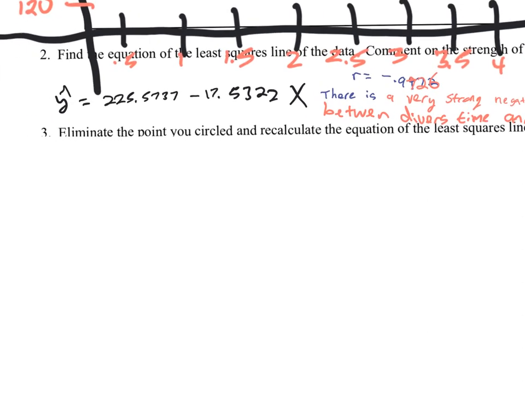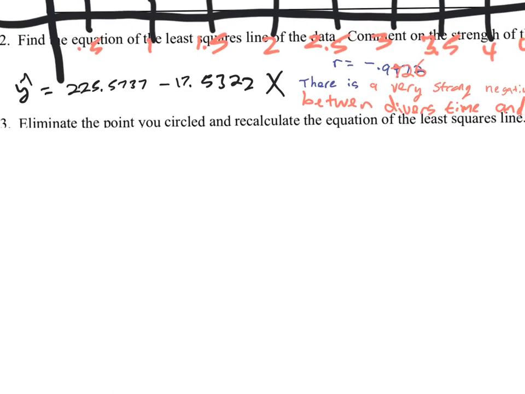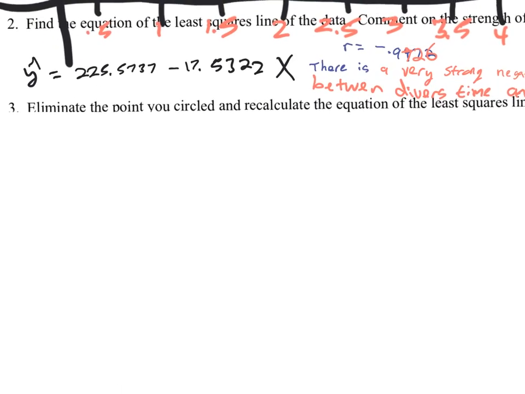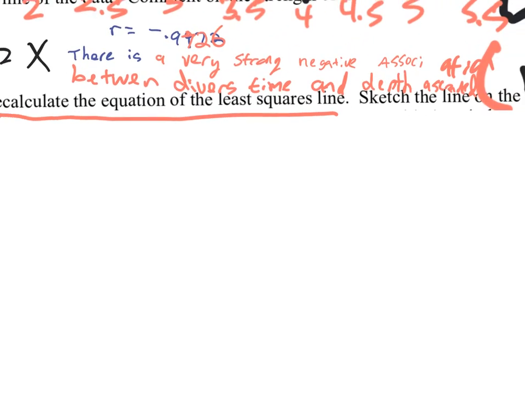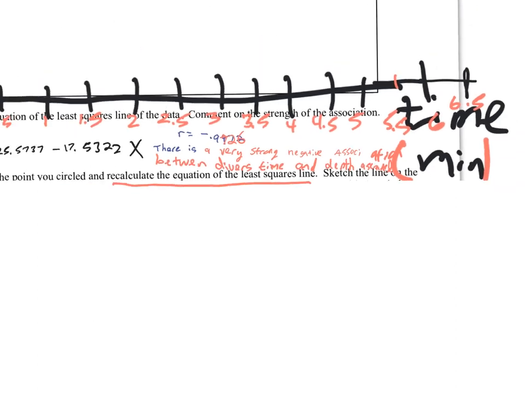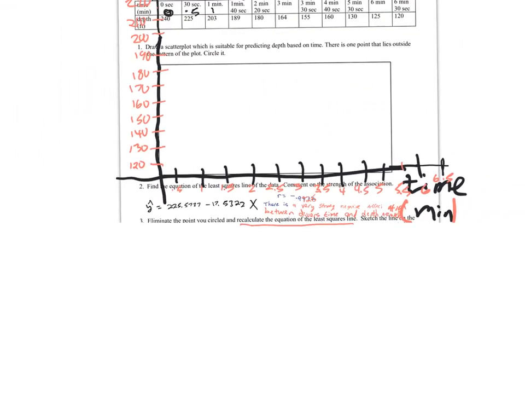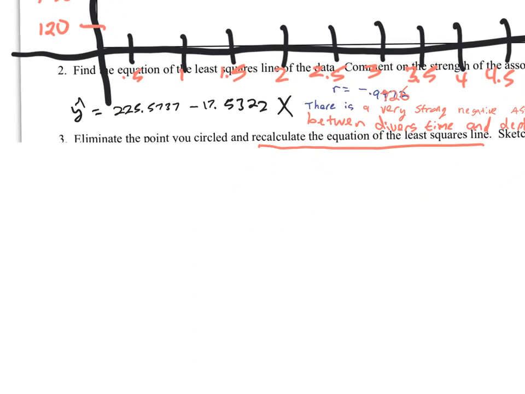Now 3 said, eliminate the point you circled and recalculate the equation of the line. Now he says sketch it. So that's the one we're going to put on our paper, the one that I have on my calculator. That's the one that goes on here. So let's get that equation.